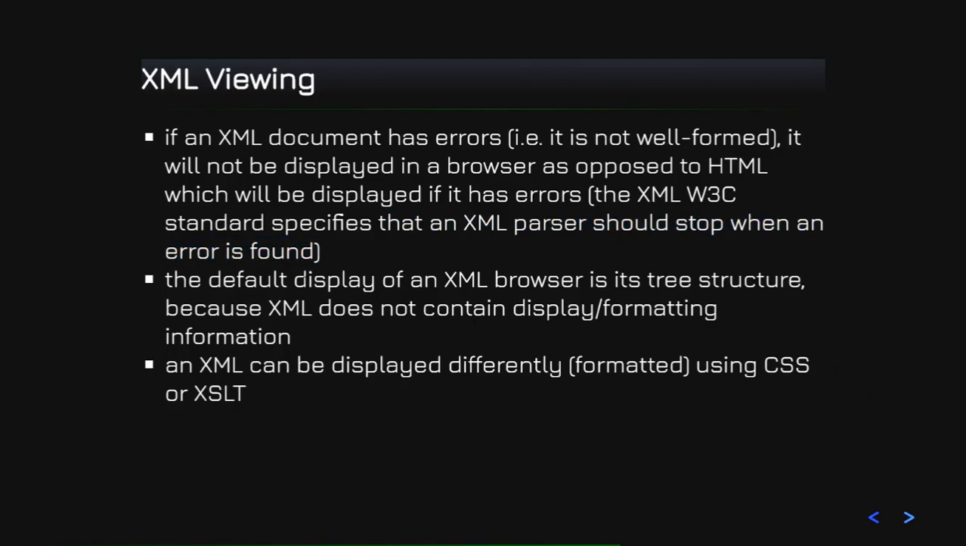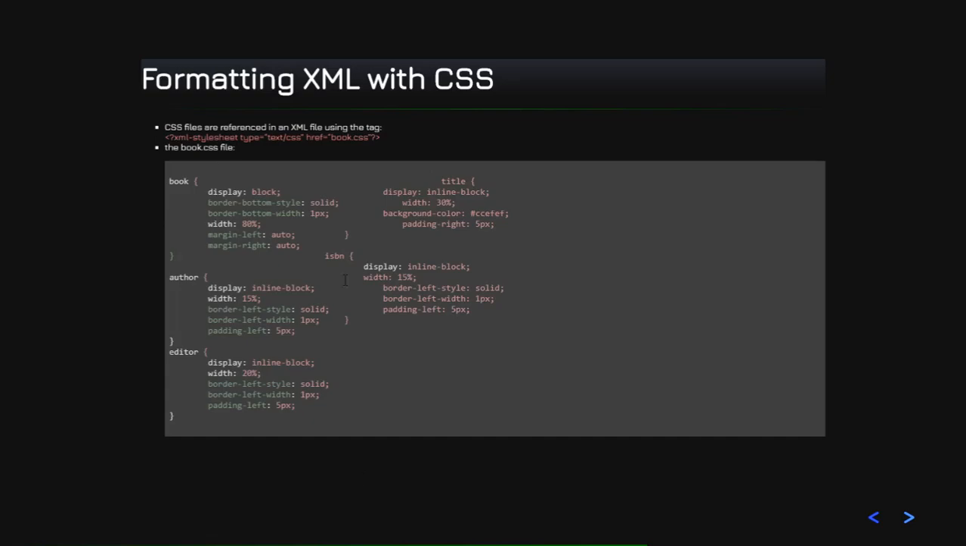The default display of an XML document, I've told you, is just to see the hierarchical structure of the XML document. But an XML document can be displayed differently using CSS rules. The regular cascading style sheets as used for HTML documents, or we have a more powerful version of style sheets for XML documents, and these are XSLT, extensible stylesheet language transformations. Okay. We can format an XML document using CSS like this.